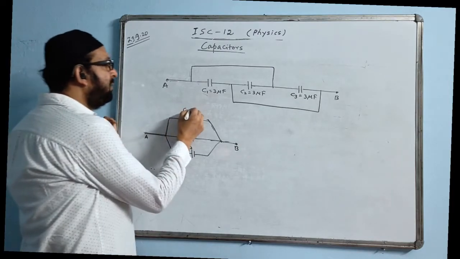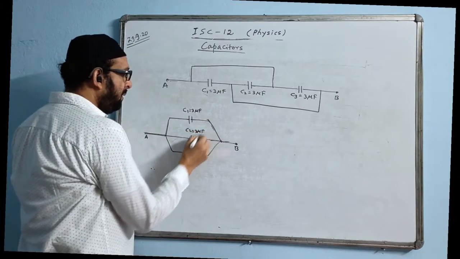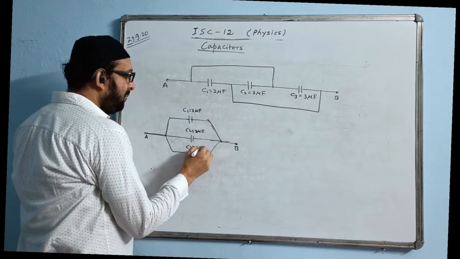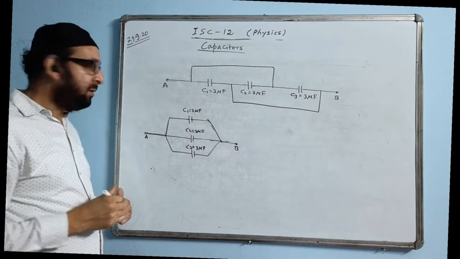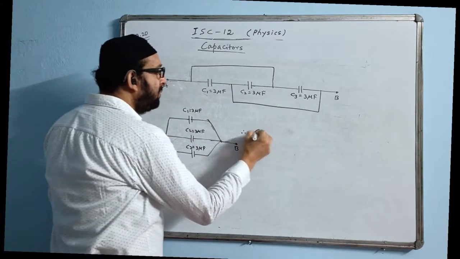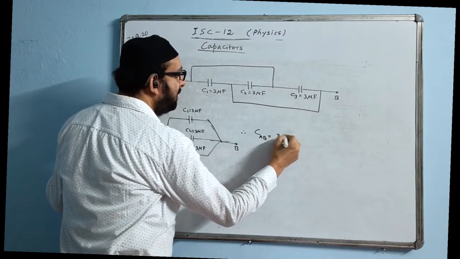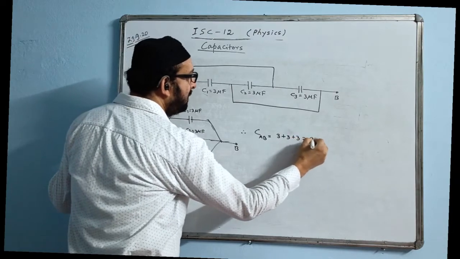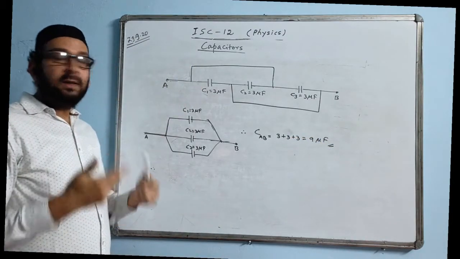What are those values? Here C1 is given 3 microfarad, C2 is also 3 microfarad, C3 is also 3 microfarad. We will be writing the given network is a parallel combination. Therefore, total value C between AB will be, in parallel simply add them, that is 3 plus 3 plus 3. The answer is 9 microfarad. So that is how we decide.